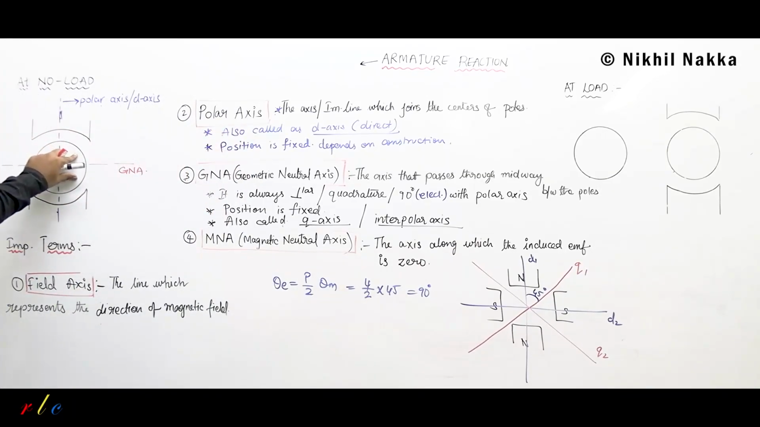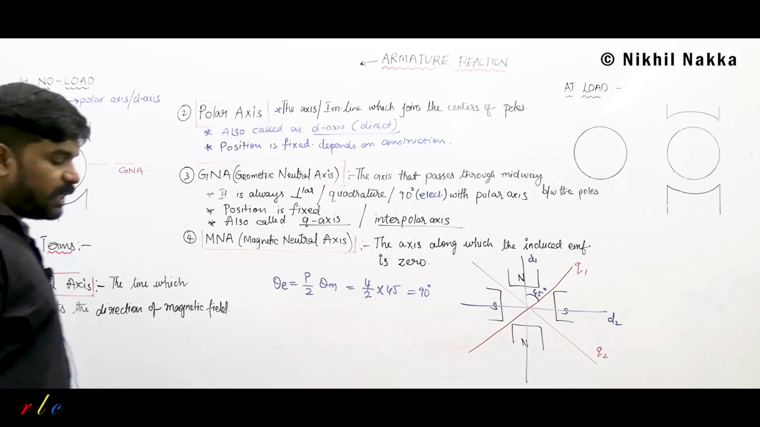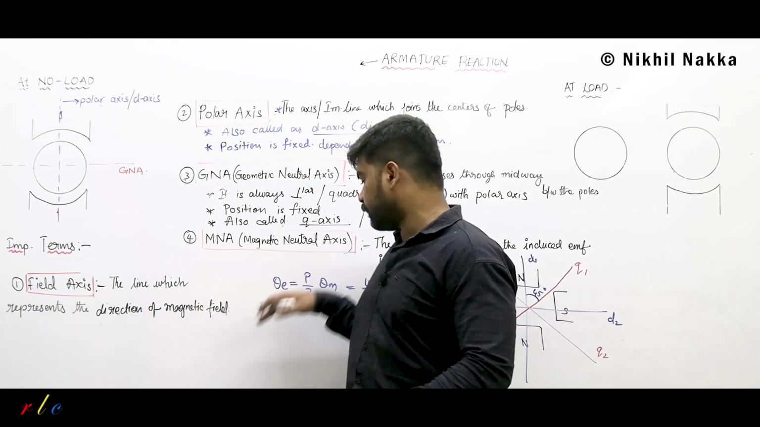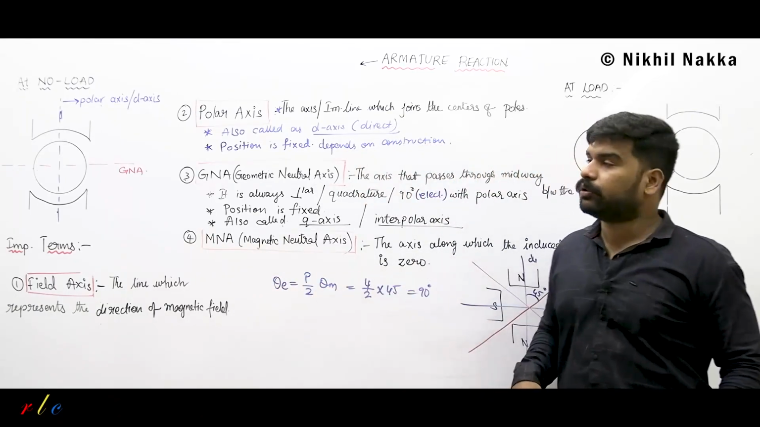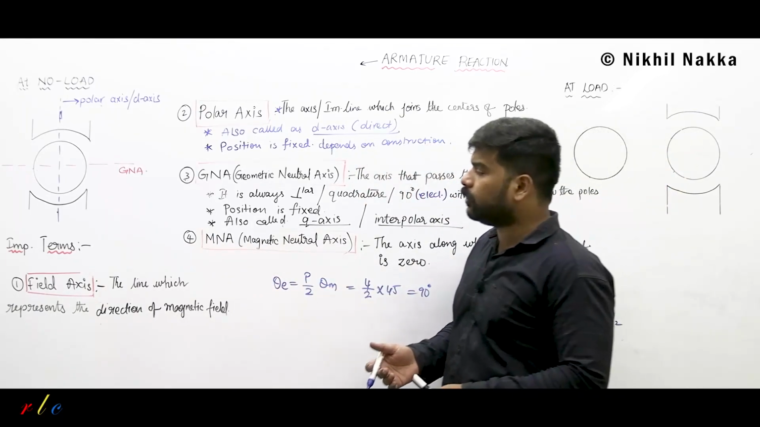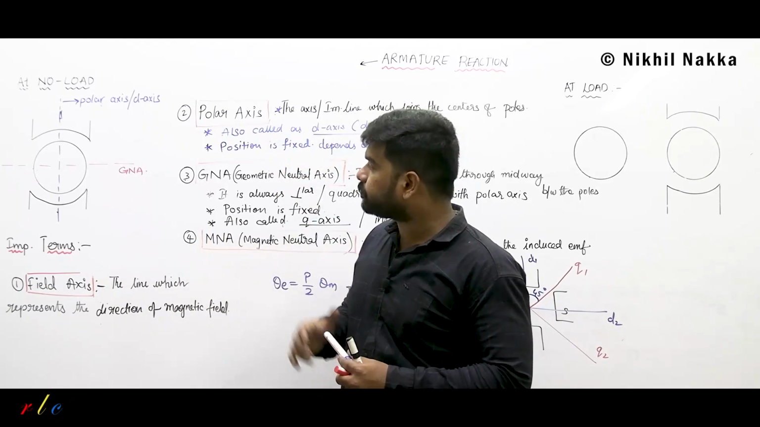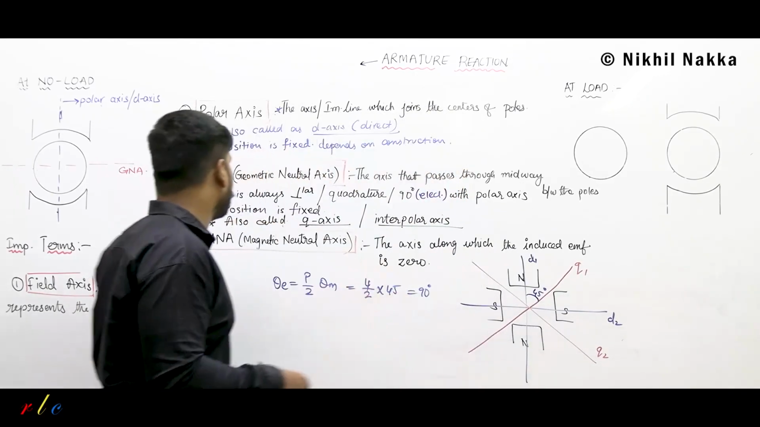Whereas here it was a two-pole system. For a two-pole system, D axis and Q axis are displaced by 90 degrees mechanical and electrical, because for a two-pole system, theta E is equal to theta M, that is, electrical degrees is equal to mechanical degrees. Understood? So this is the information about GNA.